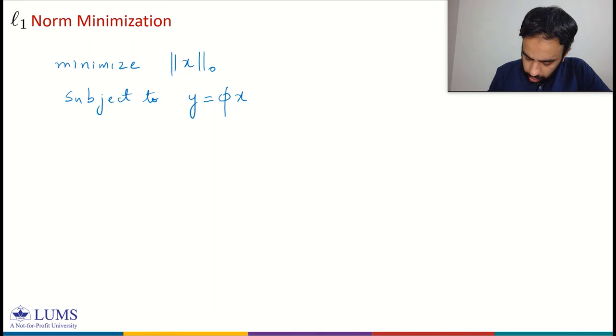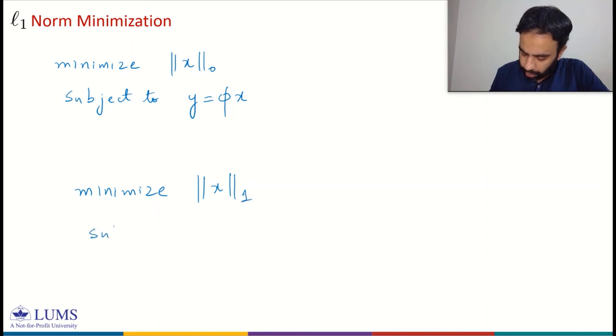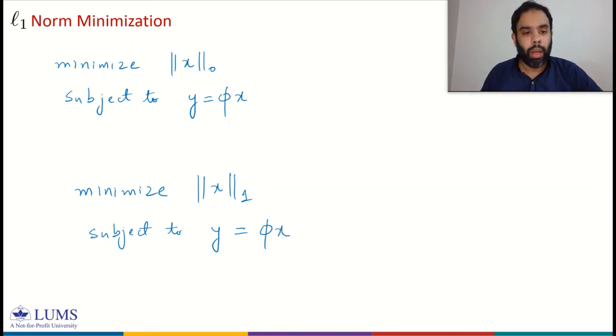So we can start solving this. If we solve: minimize the L1 norm subject to y is equal to phi x. This is usually called the L1 relaxation of the non-convex problem. And if you see in this problem, the objective function is convex subject to affine equality constraints, and therefore this problem is a convex optimization problem. And therefore this can be solved very efficiently.